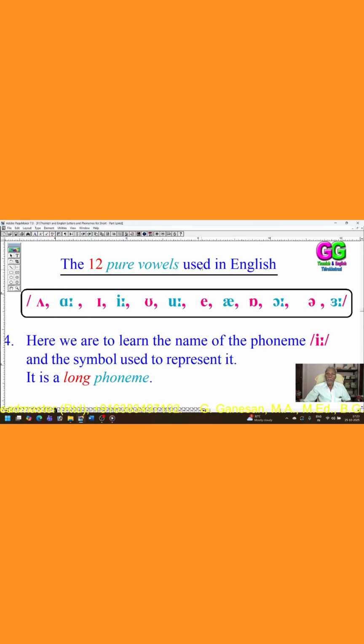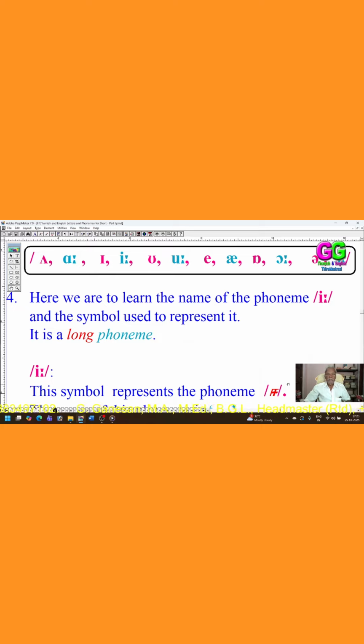12 pure vowels used in English, from A to A. Here we are to learn the name of this phoneme and the symbol used to represent it. It is a long phoneme.